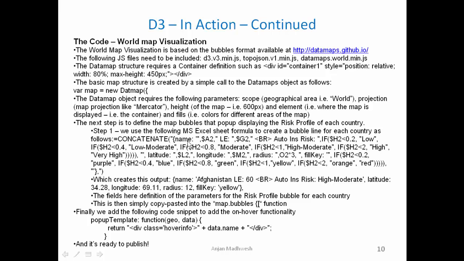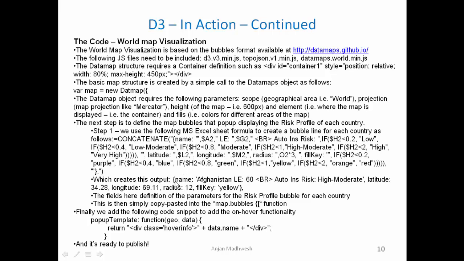So we concatenate the name, which is the name of the country, and then we concatenate the auto insurance risk level, whether it's low or low moderate or whatever. Then we put in the latitude and longitude information, and the radius of the bubble. The radius of the bubble also uses the risk profile: for low risk we have a smaller radius, and for high risk we have bigger bubbles. And then the color, which we defined earlier.